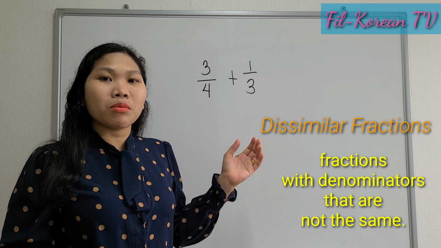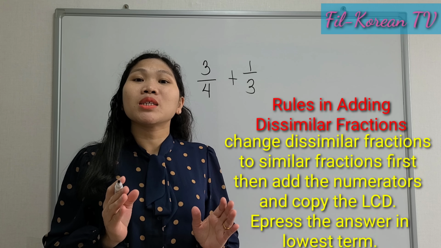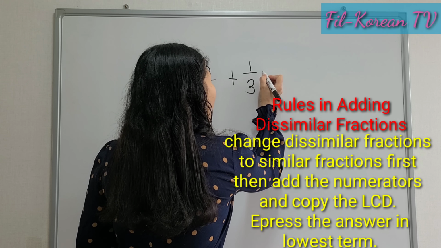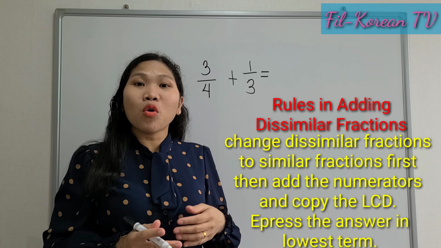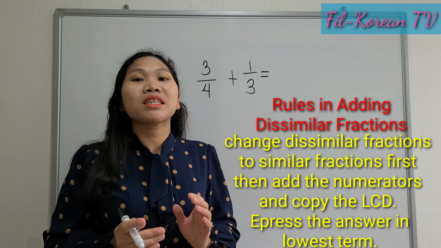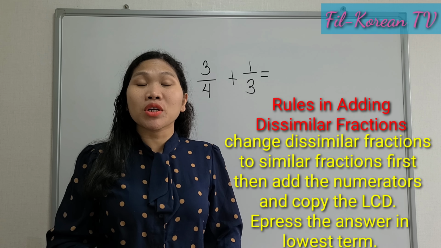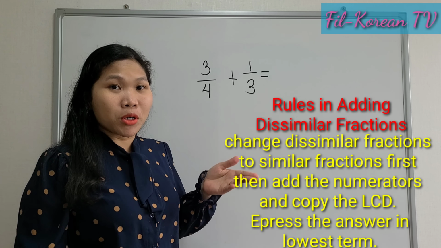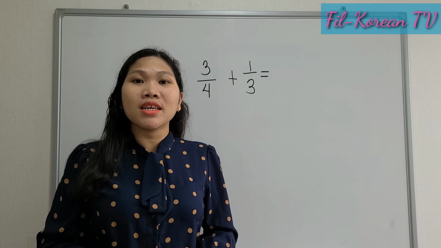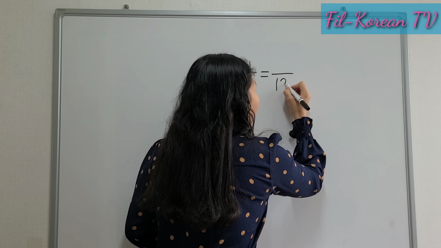There are different denominators. To add dissimilar fractions, we need to change first the dissimilar fractions to similar fractions before adding. So how can we change this to similar fractions? In order for us to change this, we need to get the LCD or least common denominator of 4 and 3. The least common denominator is the least common multiple of the numbers. So we will get the LCM of 4 and 3 and we will use that as the LCD. The LCM of 4 and 3 is 12. Then 12 is the LCD.